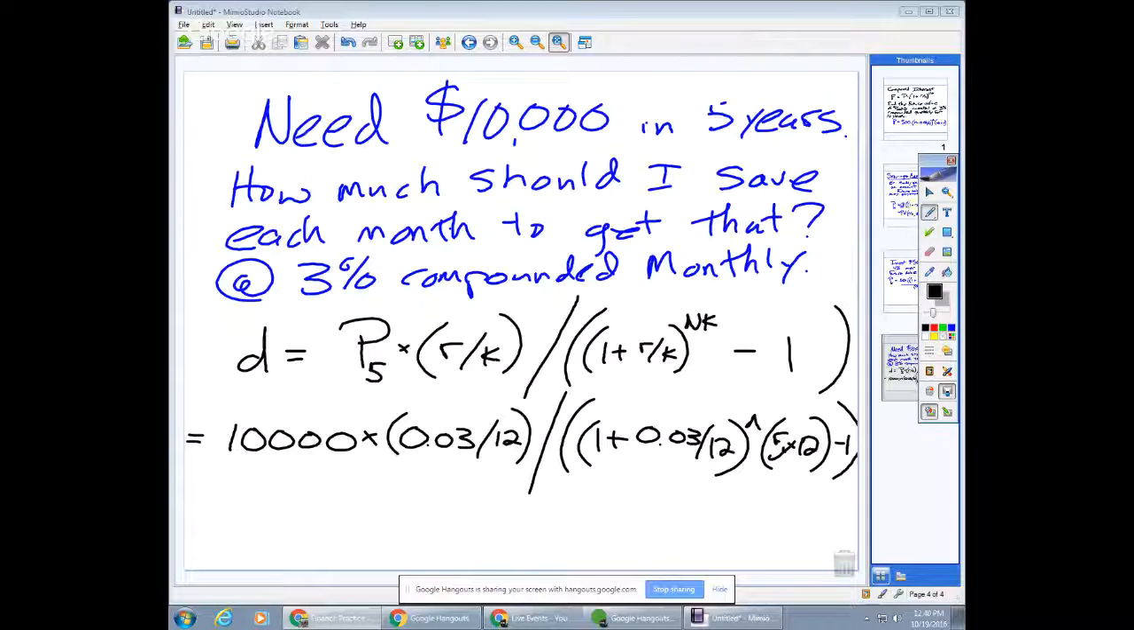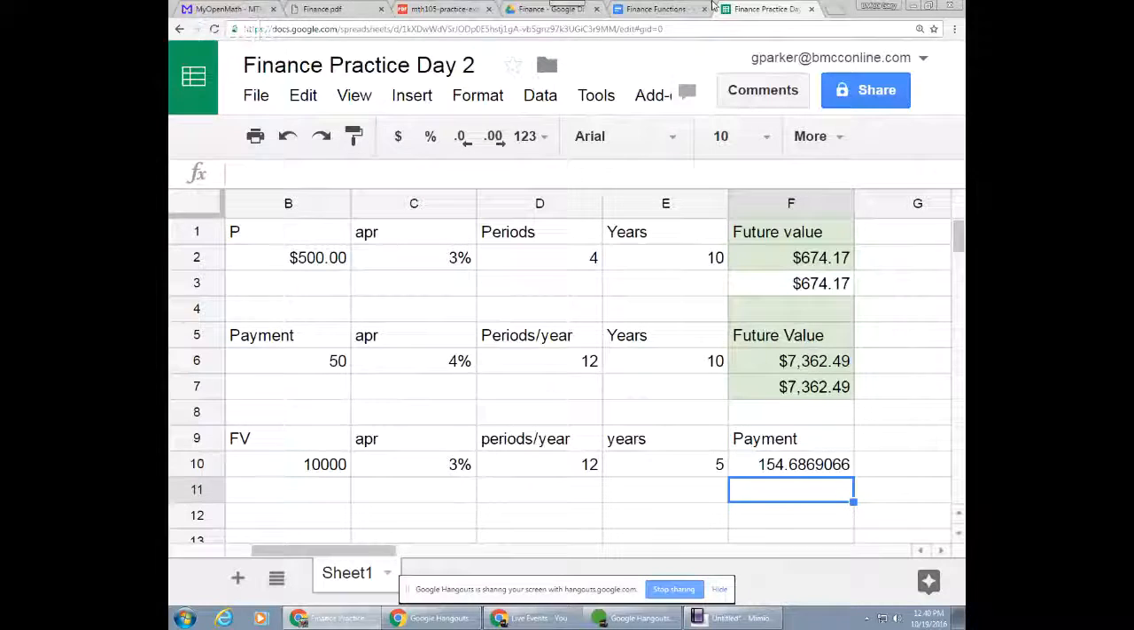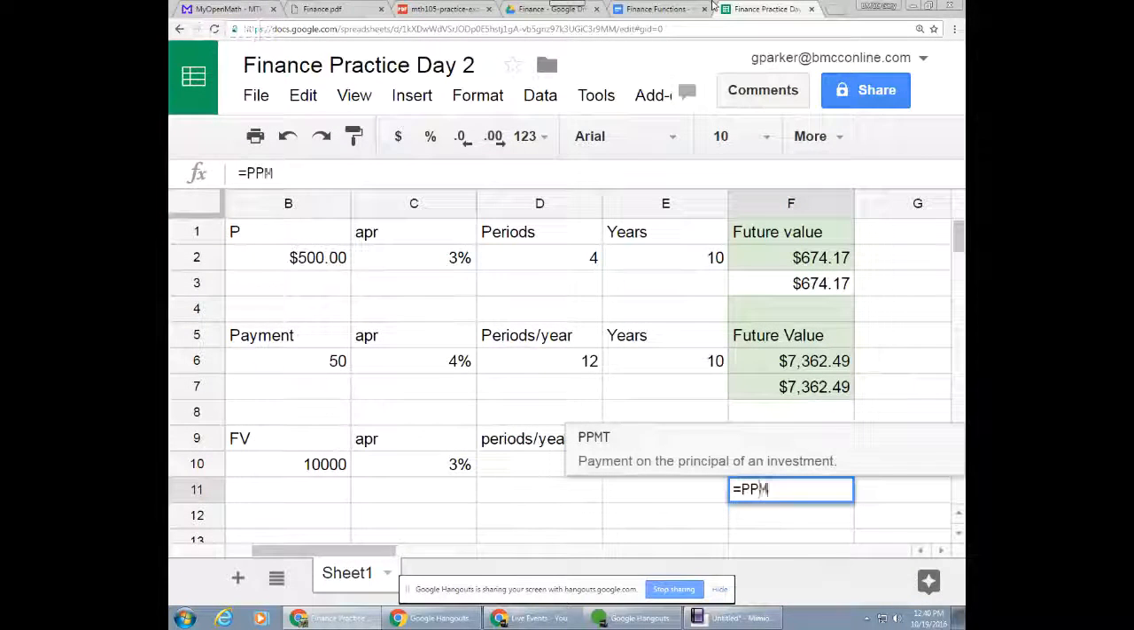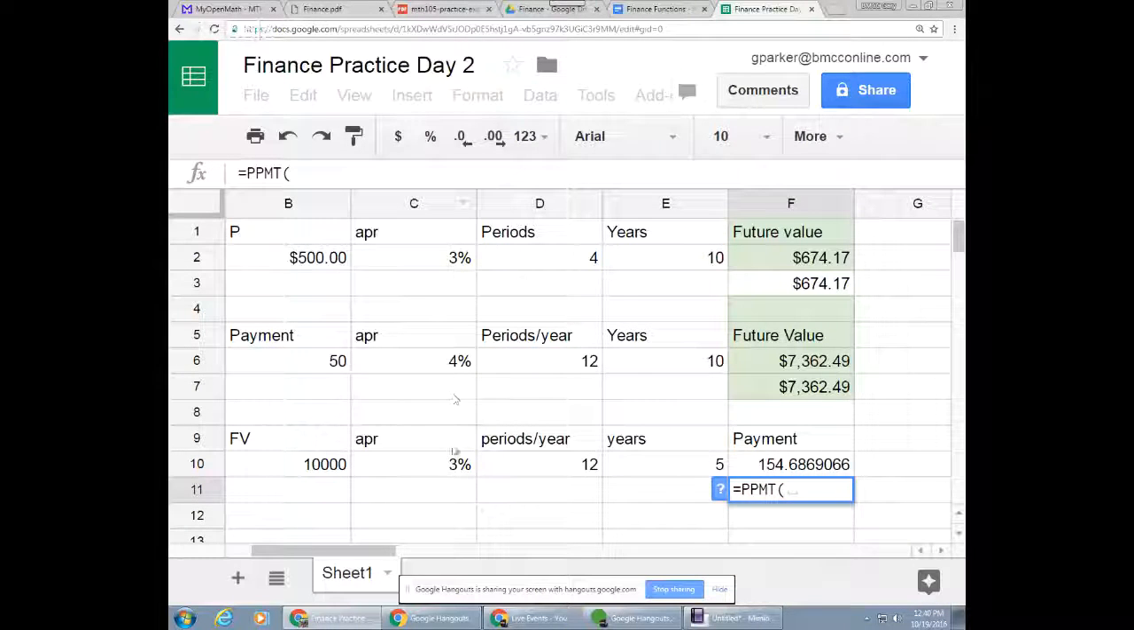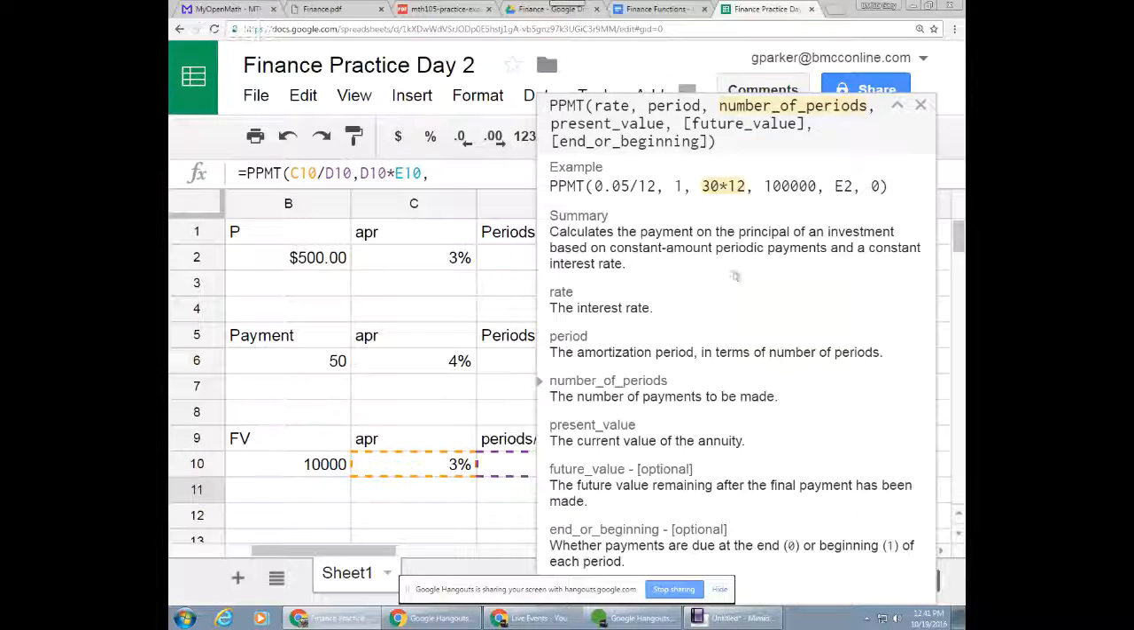Getting about $150 a month. Anyone else get that? If I did it right. And just to double check.